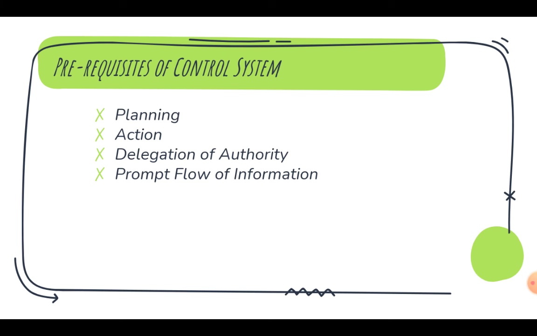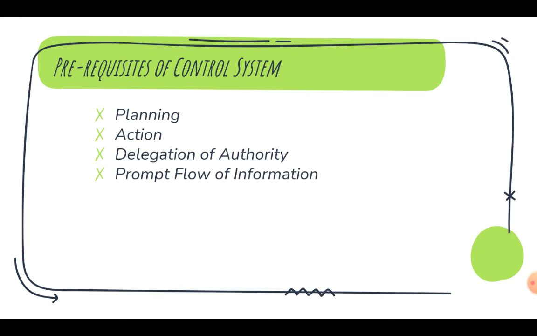Now, the factors that we see here are the main 4 factors that are essential for making a control system useful. The first function we have is planning. Then you have action, delegation of authority, and prompt flow of information. Now, these are self-explanatory. However, we are going to explain them with regards to the controlling function. So let's start with the first prerequisite here, which is planning.